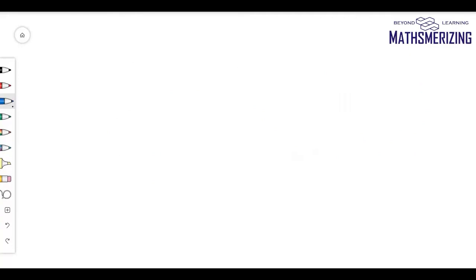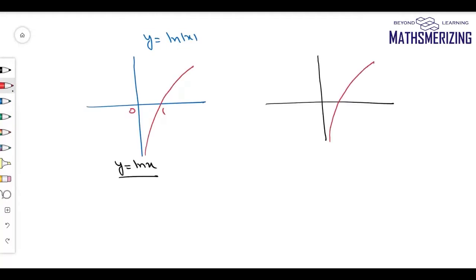Now what about this? y equals ln mod x. So I'll draw the graph of y equals log x. For the transformation, I'll erase the graph from second and third quadrant. So basically there is nothing in the second and third quadrant. And then I'll take the reflection of right on left. So that is the graph of y equals log mod x.